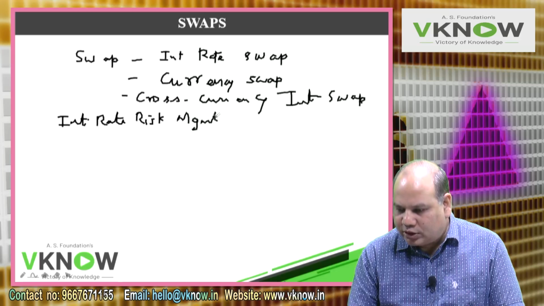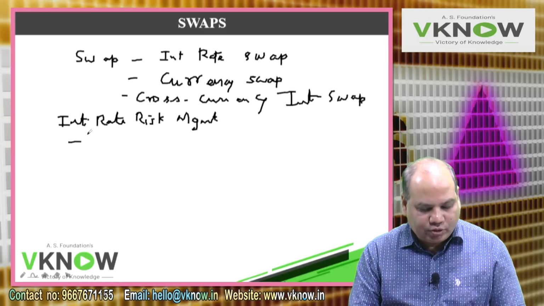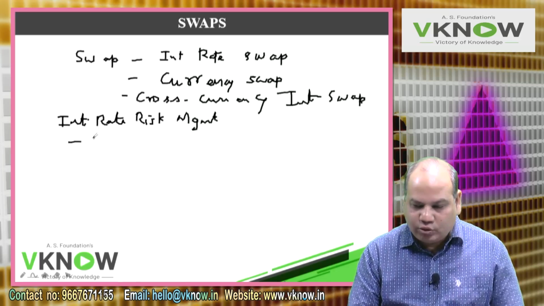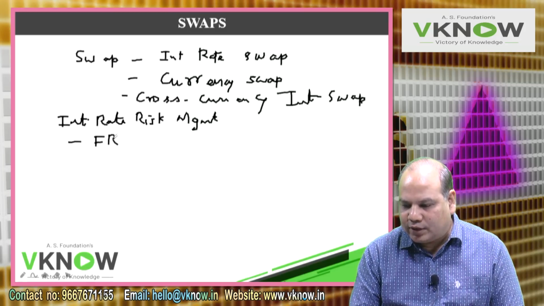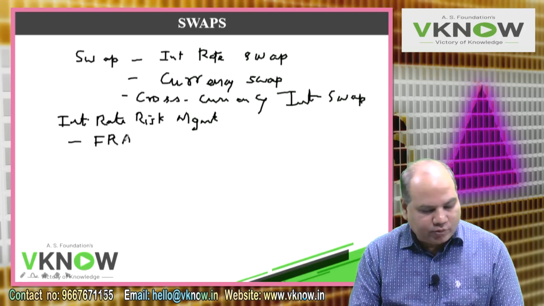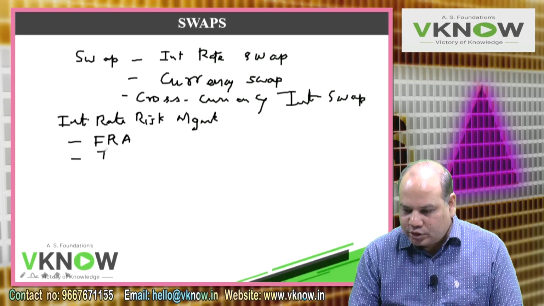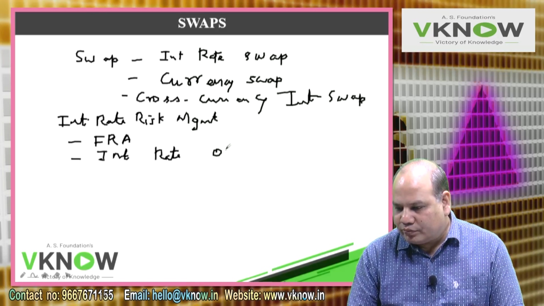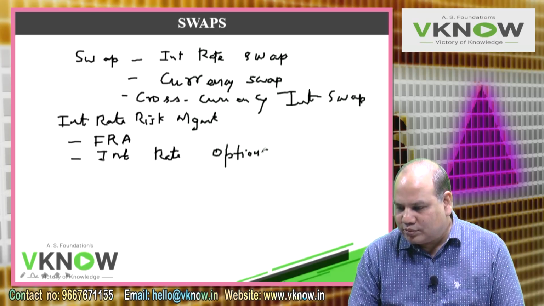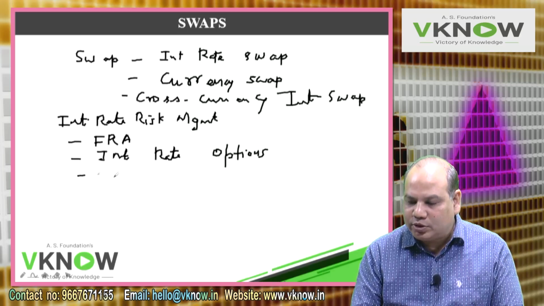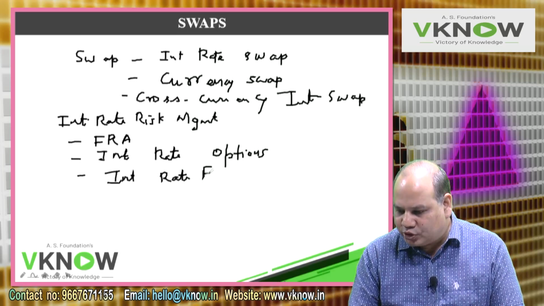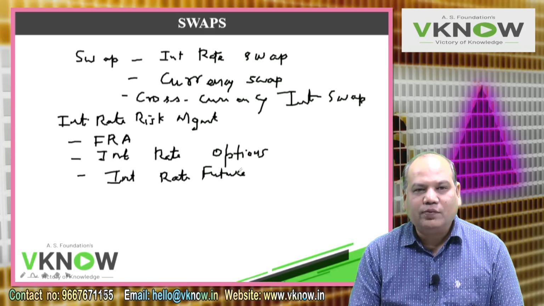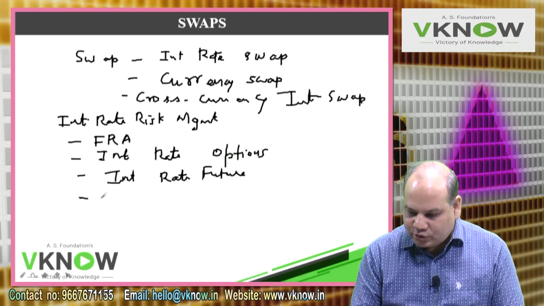So in this chapter, the underlying would be interest rate. So what we are going to discuss under interest rate risk management, forward rate agreement, FRA. We are going to cover each of them one by one, so don't worry. Then we are going to discuss interest rate options. So this option will not leave you. In this chapter also we have interest rate option, we have interest rate futures. So option and future will be there in this chapter also.